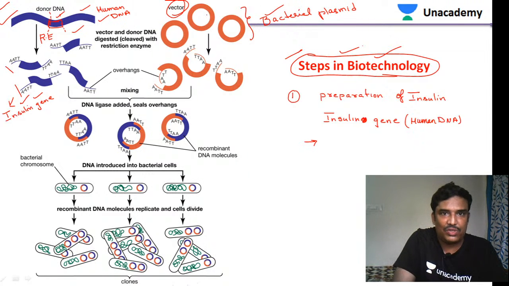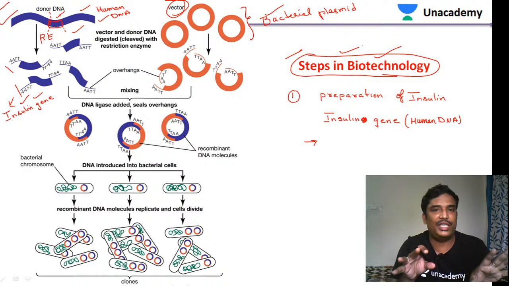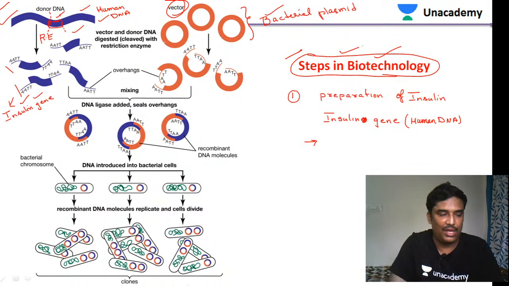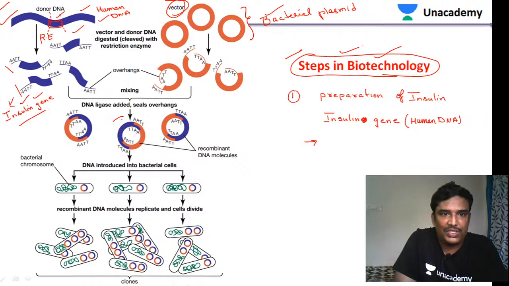All this process which we are seeing takes place in test tubes, not outside. Now this is the vector, and the vector and the insulin gene are treated together. Then our insulin gene gets attached to the vector. So now this is the molecule where our gene of interest is attached to the plasmid.